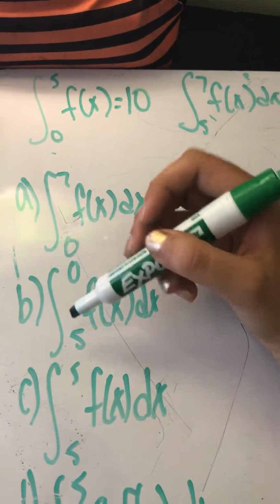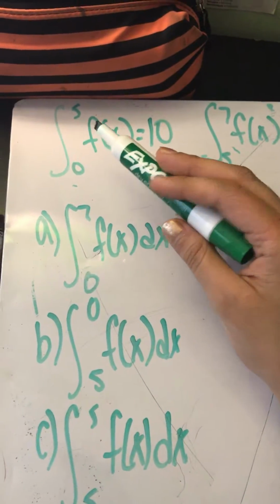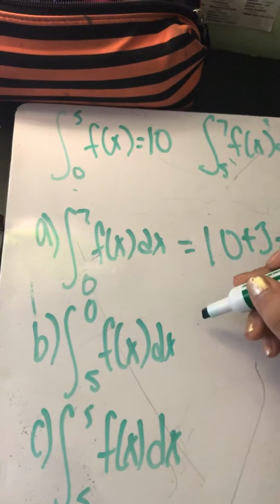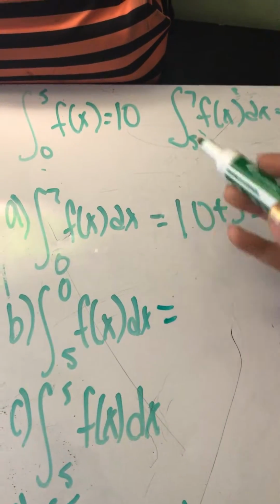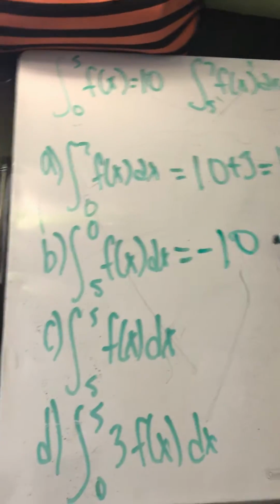Okay, for this one, they're asking from 5 to 0, but then this one's 0 to 5. So to find this one, all you do is just flip the signs. And since that's positive, you're just going to have a negative, so negative 10.